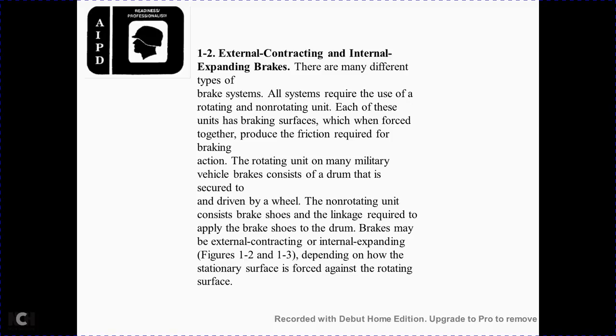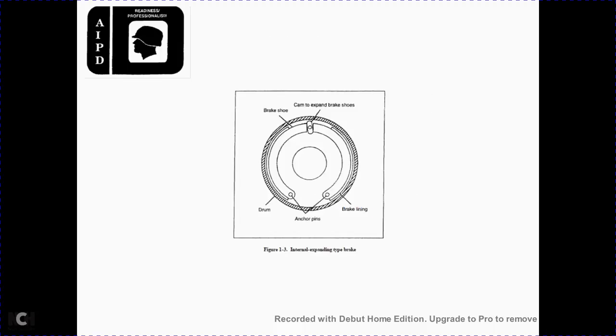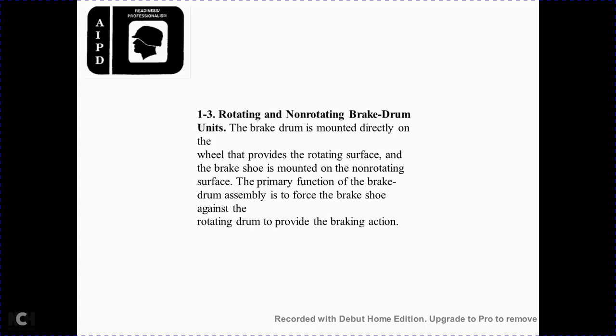Brakes may be external contracting or internal expanding, as in Figures 1-2 and 1-3, depending on how the stationary surface is forced against the rotating surface. The external contracting type shows the brake lining, the brake band, brake lever and fulcrum on a drum. The internal expanding type shows the anchor pins, the drum, the brake lining, the brake shoe, and the cam used to expand the brake shoe.